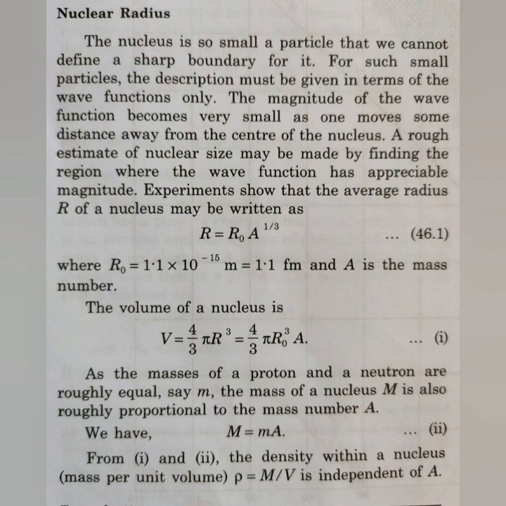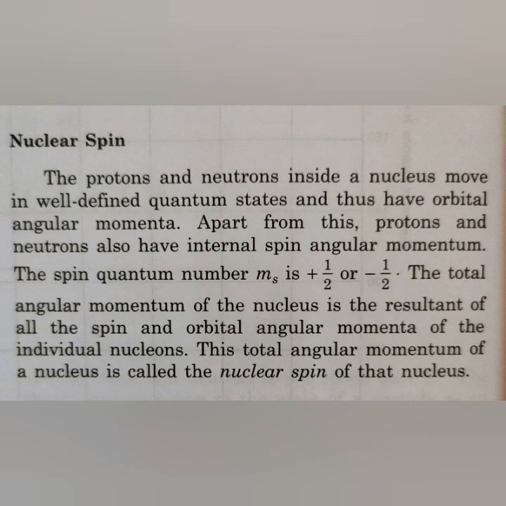Friends, now we will study nuclear spin. We know that neutrons and protons inside the nucleus move in defined quantum states and have orbital angular momentum. Friends, don't ask me what angular momentum is, because you have studied it in class 9. They also have internal spin angular momentum, and the spin quantum number ms is plus 1 by 2 or minus 1 by 2. It is sometimes positive and sometimes negative. Therefore, we can say that the total angular momentum of a nucleus is called the nuclear spin of that nuclide.